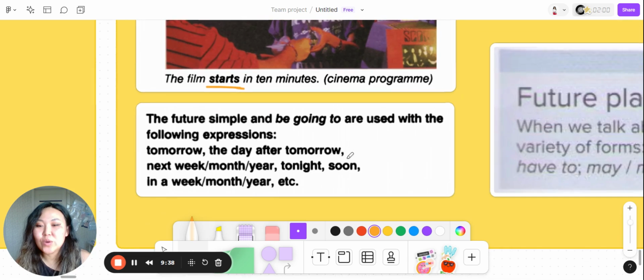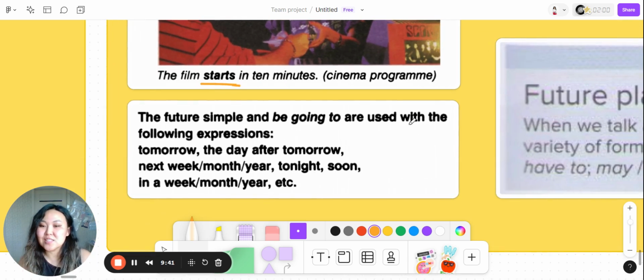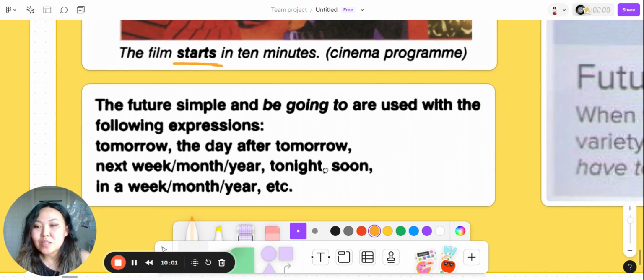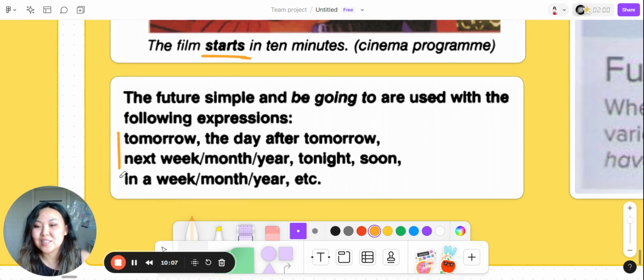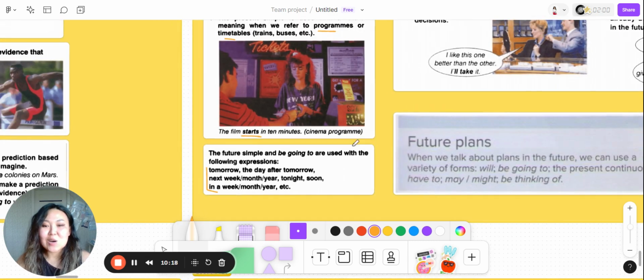So we need to be careful and use these tenses correctly, because sometimes I see that people use will for their plans, and it's not a good way to use will for plans, because we have be going to for some kind of predictions and our intentions, and we have present continuous for some fixed arrangements. So next one is some words, some helpers that can be used in future tense. And there are some words like tomorrow, the day after tomorrow, next week, month, year, tonight, soon, in a week, month, year, etc.